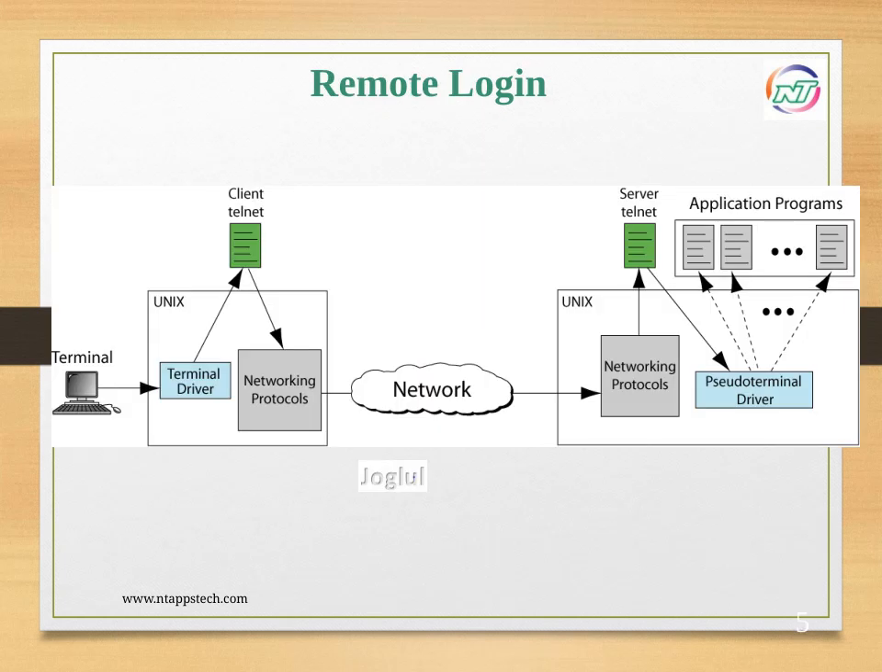When we talk about remote login, we're referring to the process of accessing a UNIX system from a different location over a network. This setup allows testers, developers, or administrators to connect to a UNIX server without being physically present at the machine. The way this works is through a terminal on your local computer, interacting with the UNIX system via networking protocols like Telnet or SSH. On the local side, a terminal driver manages input and output from your terminal, sending data across the network. On the UNIX server, networking protocols receive this data and interact with the pseudo-terminal driver, which acts like a virtual terminal to handle communication with various application programs.